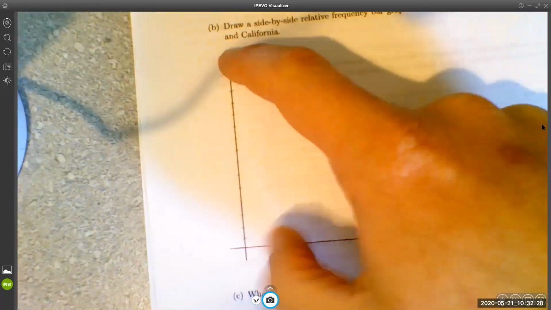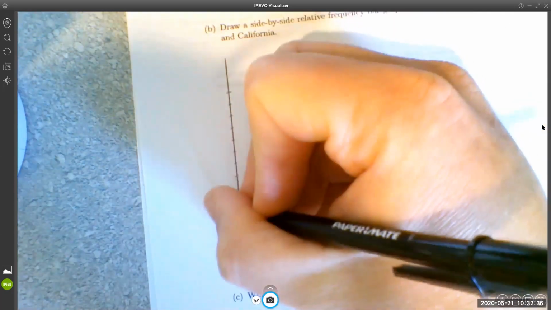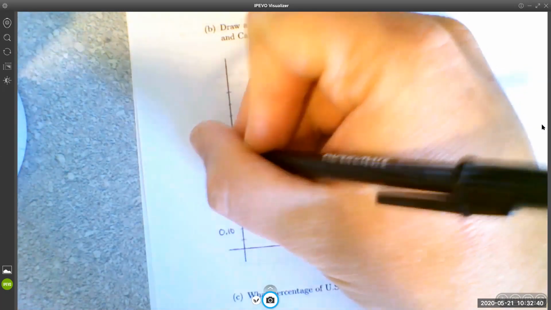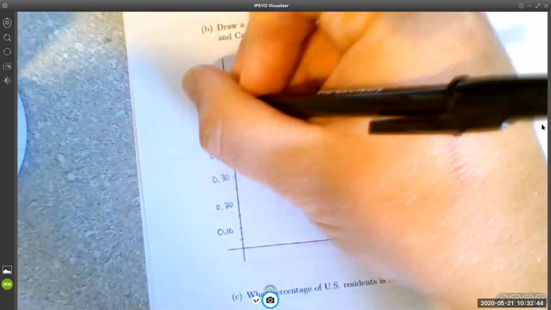Okay, well that's not terrible. I maybe didn't need to make my axis so long. That's okay. I'm not going to label every one of these. I'm going to label every other one, otherwise my picture gets too cluttered. And I should label the axis, right? So this is my relative frequency axis.